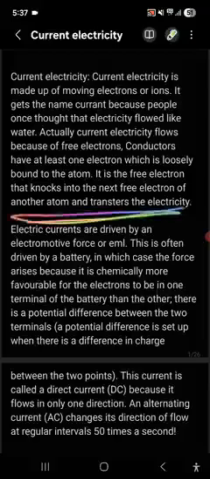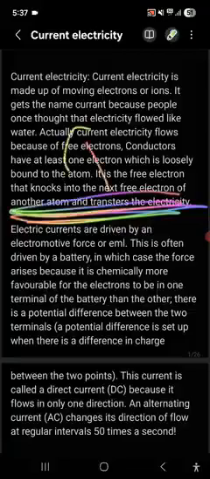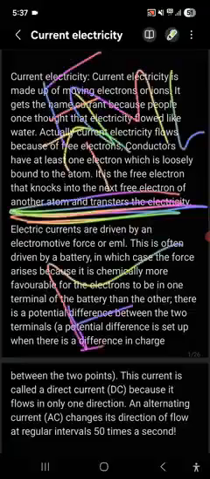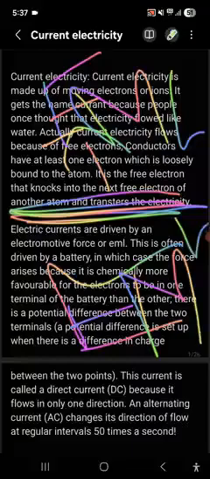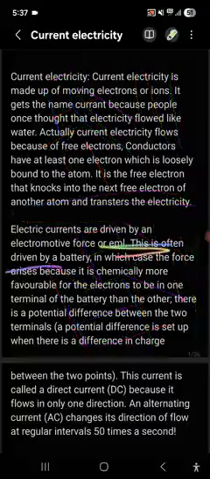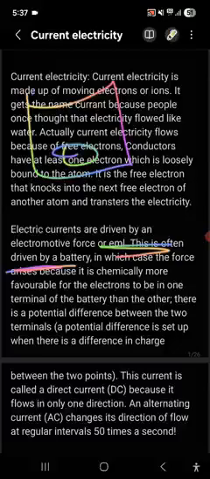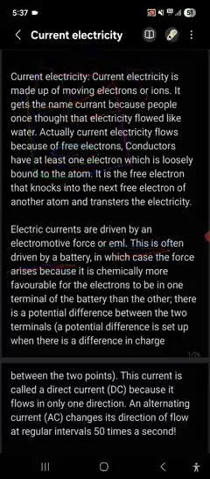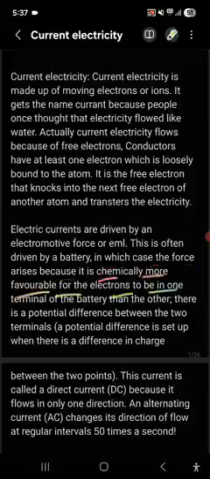Electric currents are driven by EMF, I showed you. Say it with me, EMF. This is often driven by a battery. Batteries drive EMF. If there's no battery, no EMF happens. A force arises because it is chemically more favorable for an electron to be in one terminal of the battery than the other.